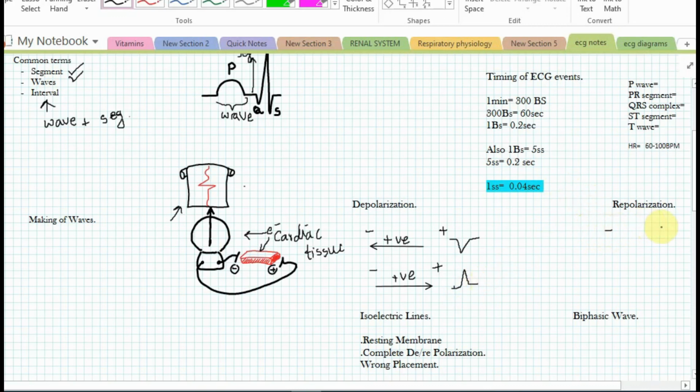Now let's see what happens in repolarization. Consider repolarization as a negative vector. If the negative vector moves towards the negative electrode, we get a positive deflection on an ECG paper. And if the repolarization vector moves towards the positive electrode, then we get a negative deflection.